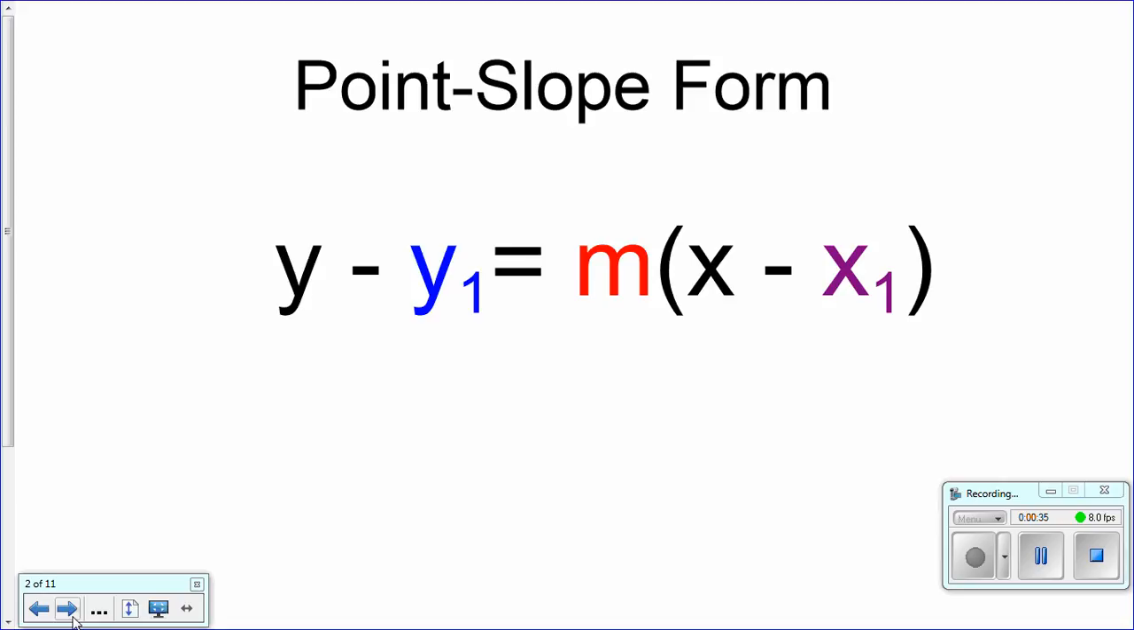So point-slope looks like this. It's y minus y1 equals m times x minus x1. And all the stuff in color, those are supposed to be numbers. So m still means slope, y1 means the y value of a point, and x1 means the x value of the same point. So what we're doing is we're actually putting a point and a slope in the equation, hence why it's called point-slope form.